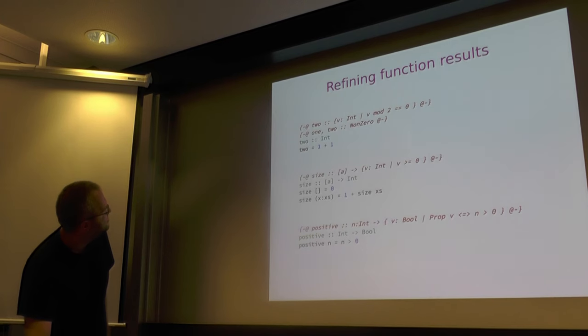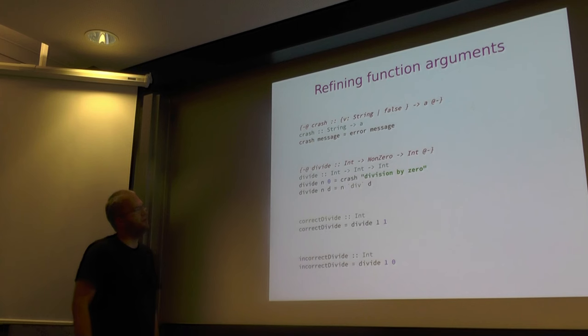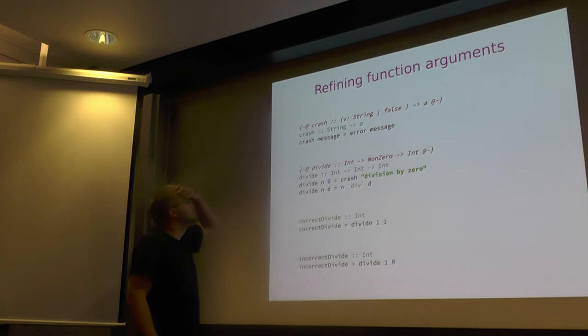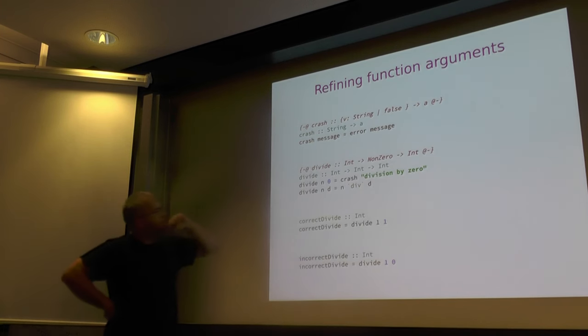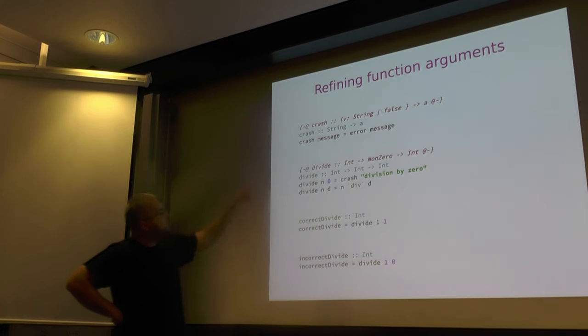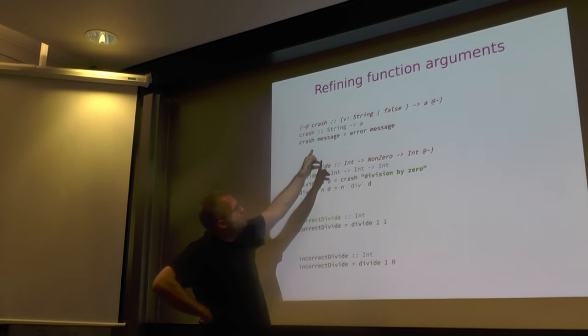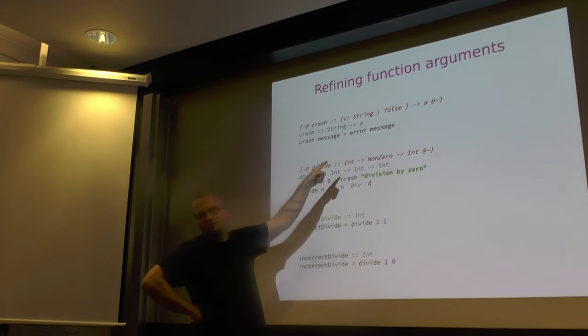So these were the ways to refine the functional results. Now we can also look at some ways to refine function arguments. The first example is quite interesting. We define a function that just accepts some string and it's going to crash. It's going to generate an error. Now why would we do that? And we also, in a refined type, as you can see here, say the input type to the function is a string, and by the way, the refined condition is always false.